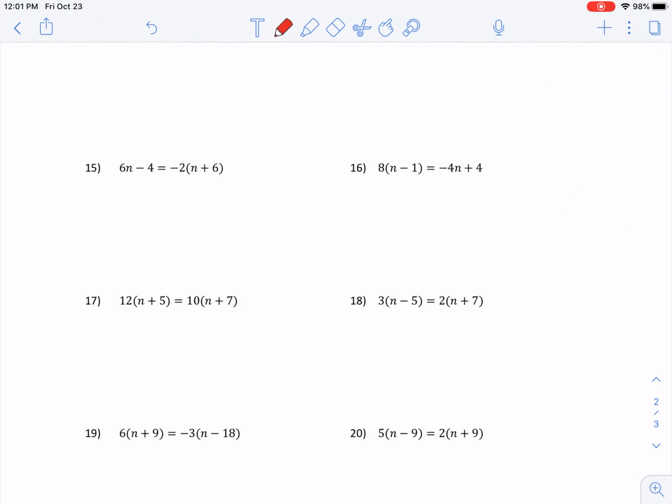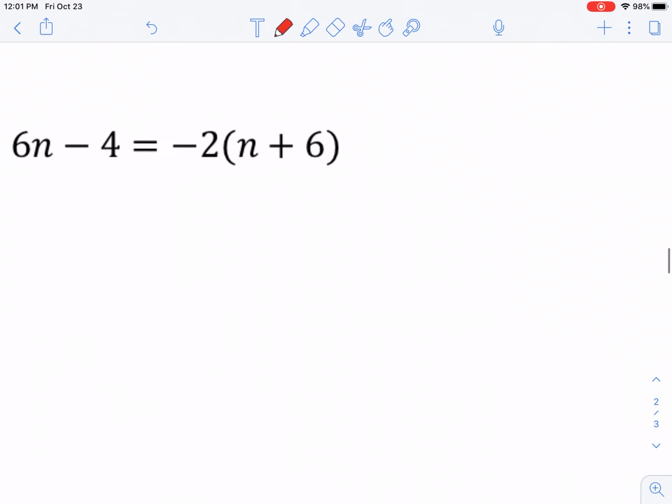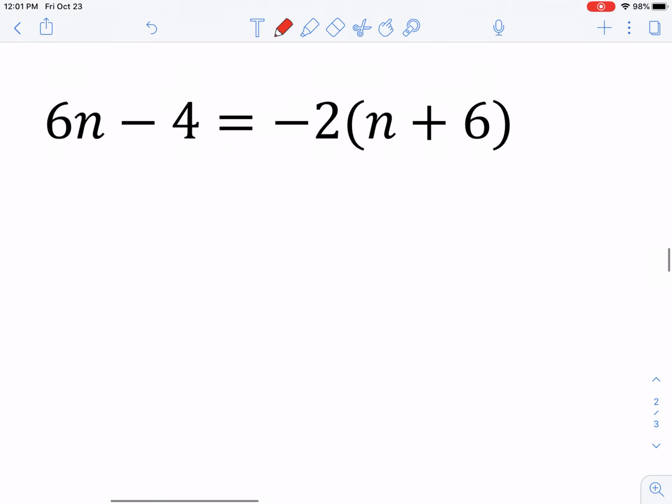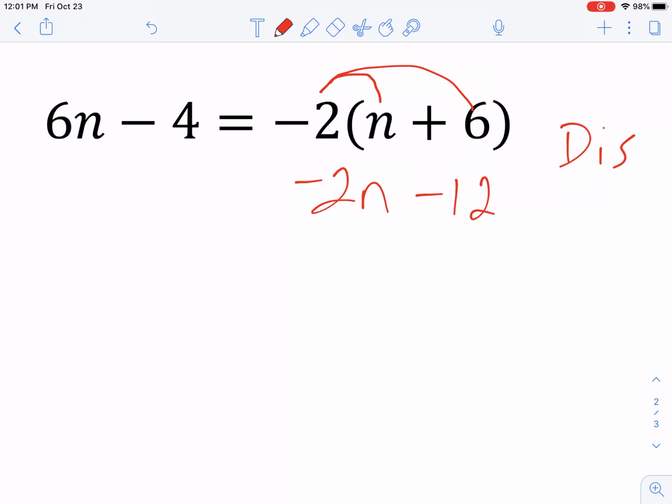Let's take a look at how to work on problems that have variables on both sides, plus they also have distributive property or combining like terms in them. So the first thing I'm going to do is distributive property. So negative 2 times n is negative 2n, and then I'm going to do negative 2 times 6, which is negative 12. Equal sign drops down, 6n minus 4 drops down.